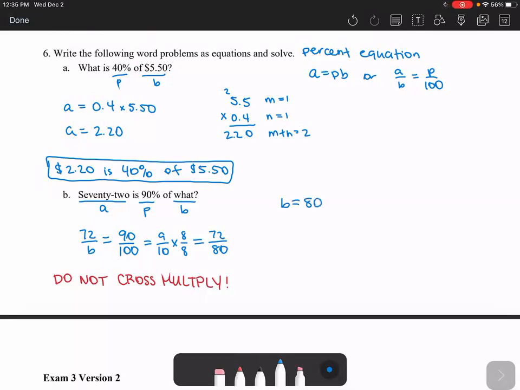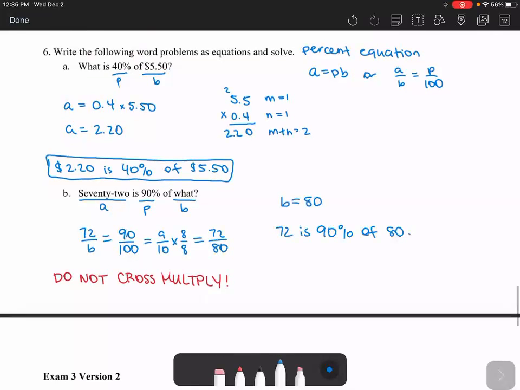And so writing out our final answer, we have that 72 is 90% of 80. And that's our answer here. Okay. Are there any questions about using the percent equation?